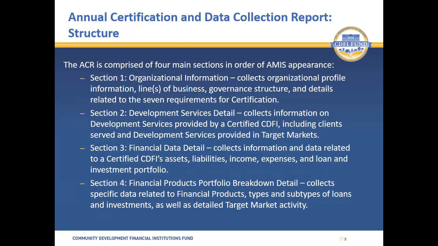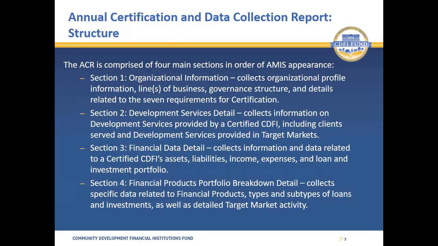The ACR is comprised of four main sections in order of AMIS appearance. Section 1, Organizational Information, collects organizational profile information, lines of business, governance structure, and details related to the 7 requirements for certification. Section 2, Development Services Detail, collects information on development services provided by a certified CDFI, including clients served and development services provided in target markets.